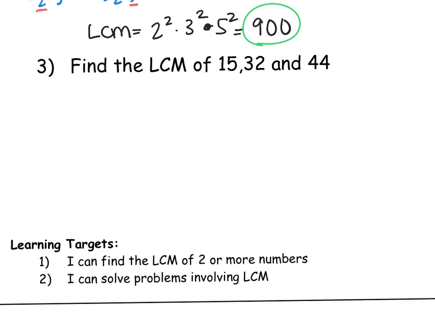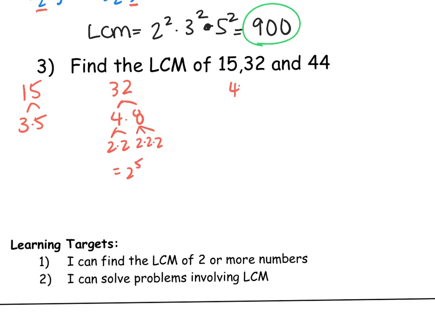15, 32, and 44. So 15 is 3 times 5. 32 is 4 times 8. That's 2 times 2. And I've done 8 enough times to realize it's 2 times 2 times 2. So this is 2 to the power of 5. 44 is 4 times 11, which is 2 times 2 times 11, which is 2 squared times 11.